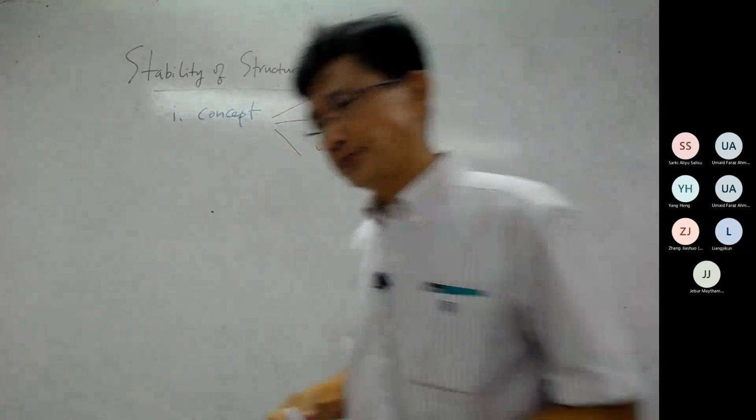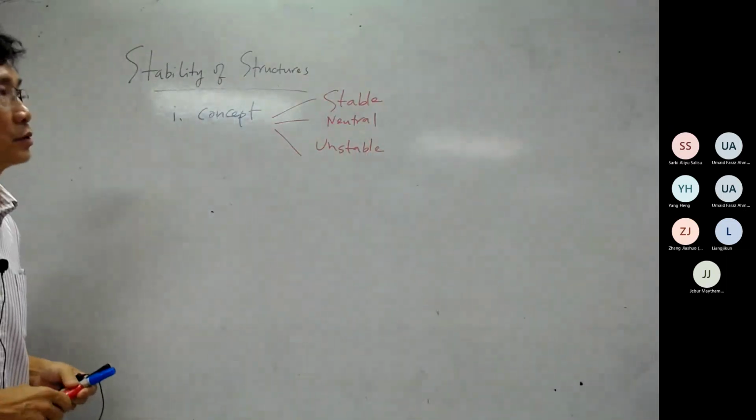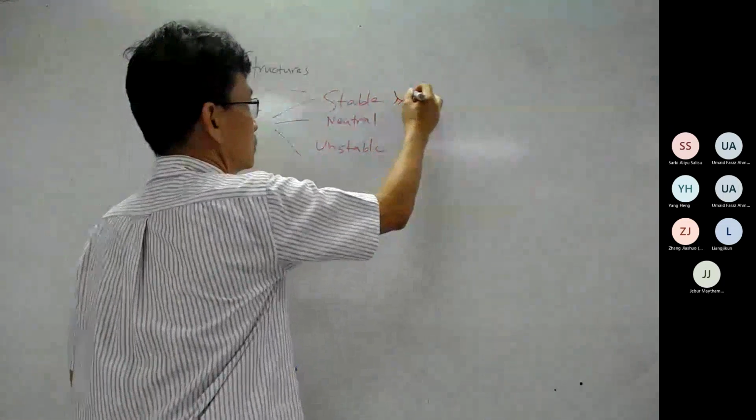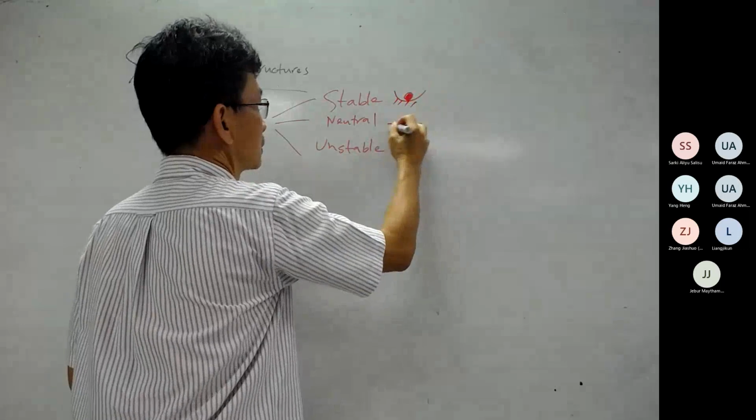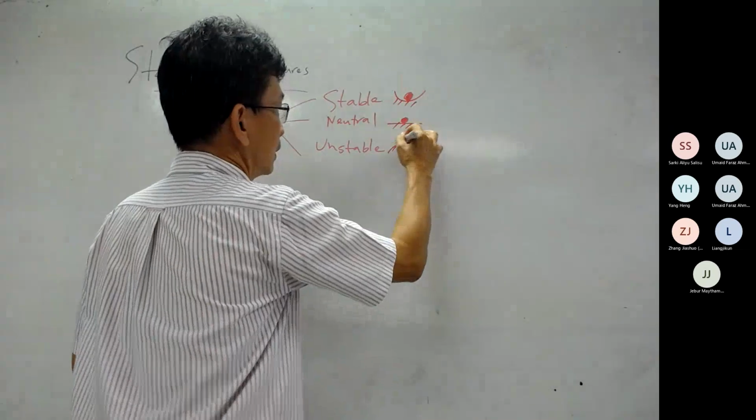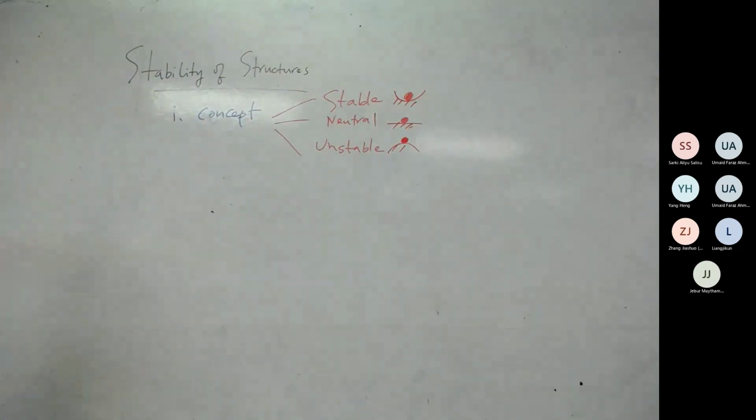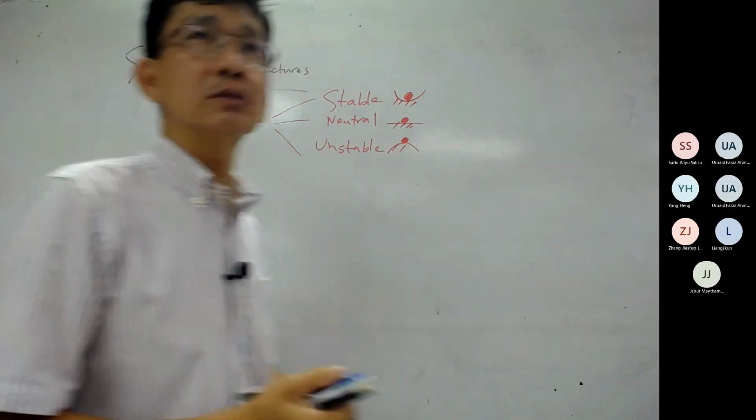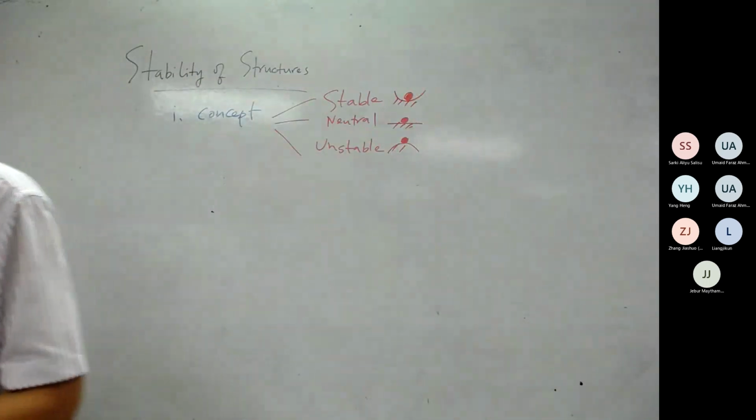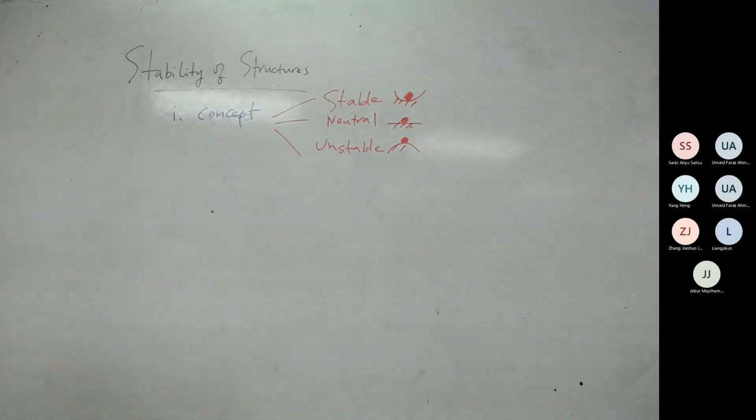You can explain the concept using the ball concept. This is stable, this is neutral, and this is unstable. That is the diagram we commonly use to explain, but if you're asked to explain using a column, you can do that, namely when the column is subjected to P less than P critical, P more than P critical, or P the same as P critical.